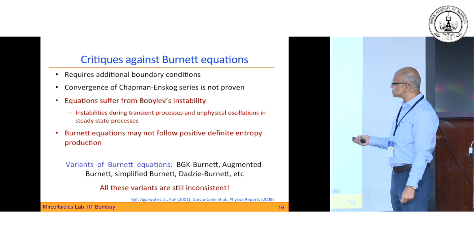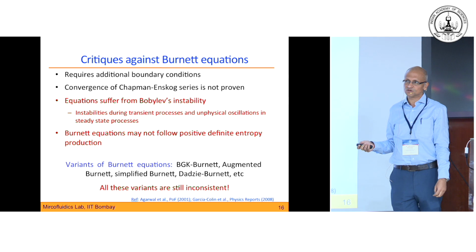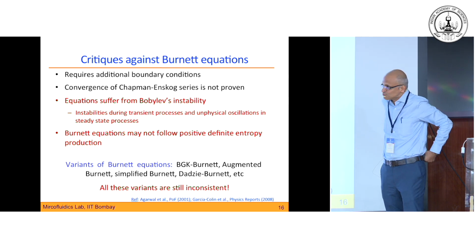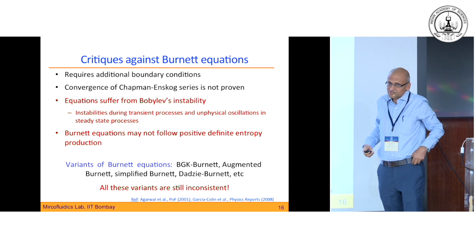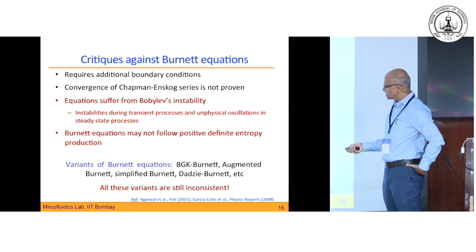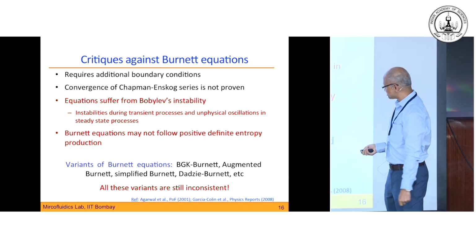One of the biggest issues is that they fail to satisfy the laws of physics and they fail to satisfy the thermodynamics requirements. So they are not always entropy generating, for example. So it's a severe sort of issue with them. And that's why you see there are a lot of variants of these equations which exist in the literature.